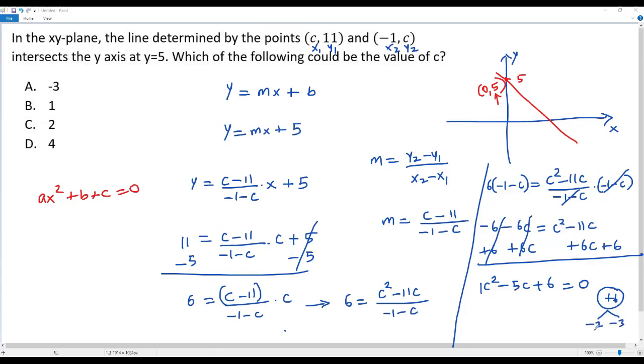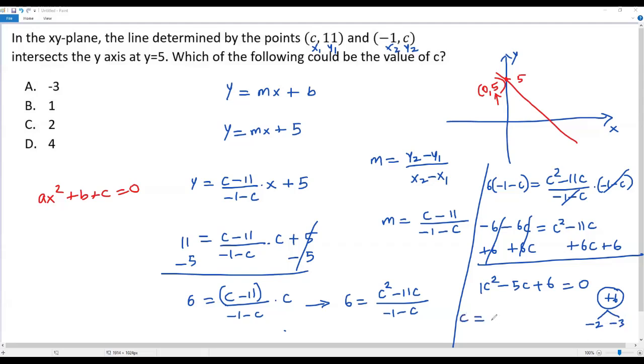So further what I need to do is divide both these factors by this value 1: negative 2 over 1, negative 3 over 1. So both the factors are divided by the coefficient of c square. Even when I divide this negative 2 over 1, it's still negative 2, and when I divide this negative 3 over 1, it's still negative 3.